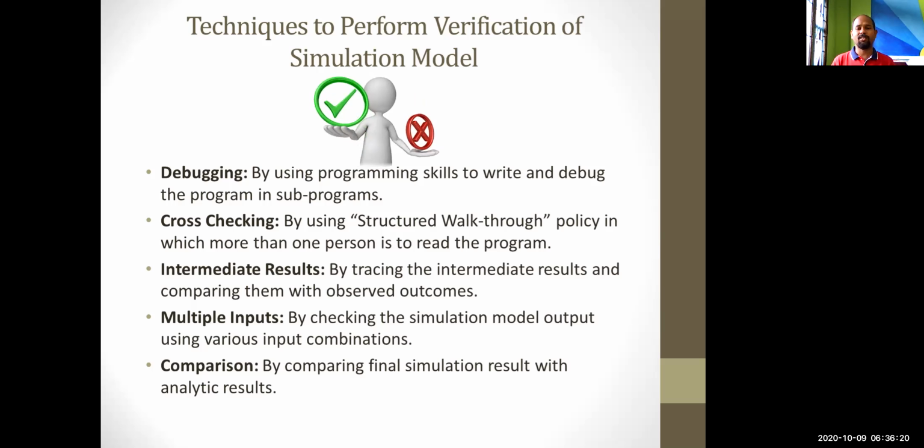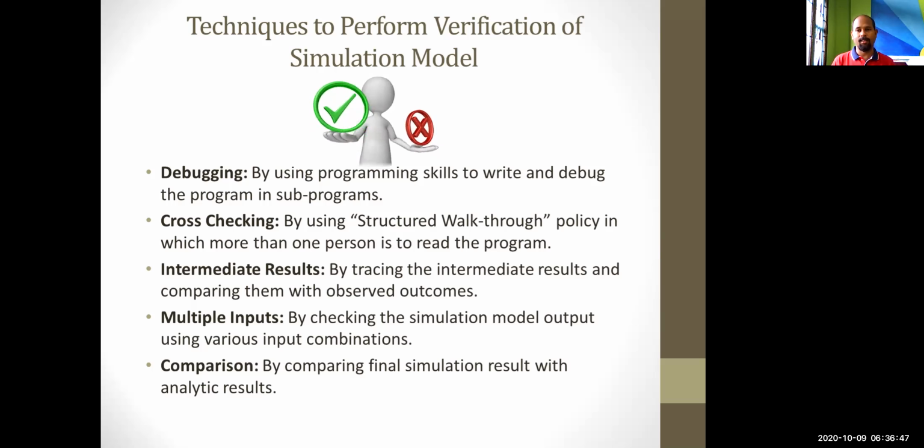Cross-checking, by using a structured walkthrough policy in which more than one person reads the program. Cross-checking means suppose one programmer has written the program, another programmer will check the program and find any error. That is cross-checking. So that is another technique for verification.